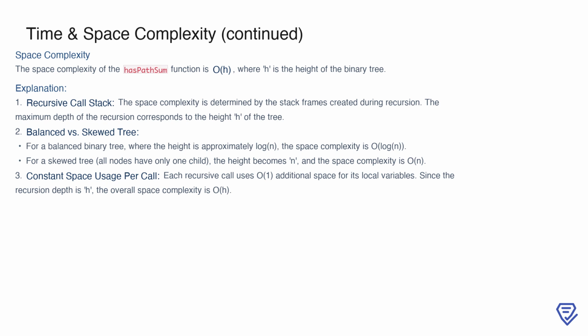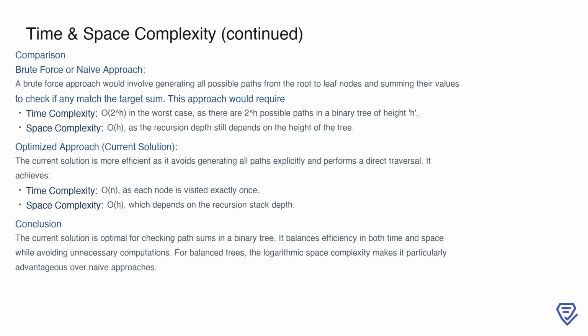A brute force approach to solving this problem would involve generating all possible paths from the root to leaf nodes and summing their values to check if any of them match the target sum. This would result in a time complexity of O(2^h) in the worst case, as there are 2^h potential paths in a binary tree of height h. The space complexity, however, would still be O(h), since the recursion depth is determined by the tree's height.